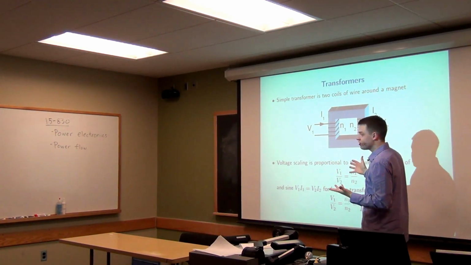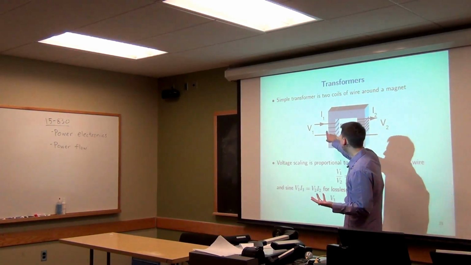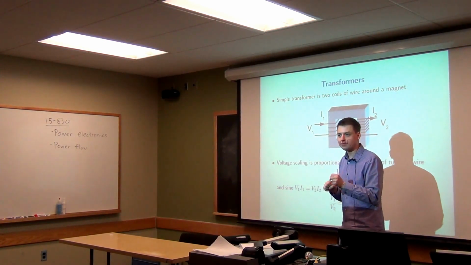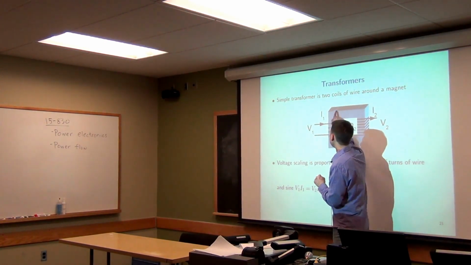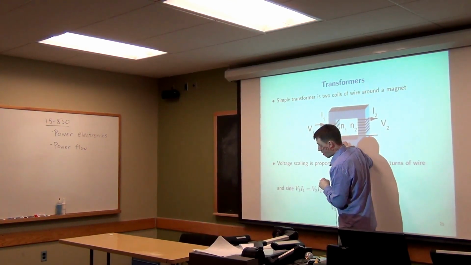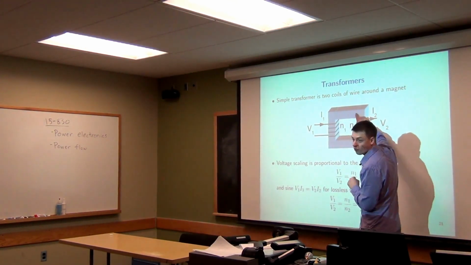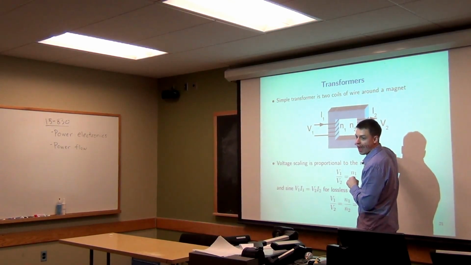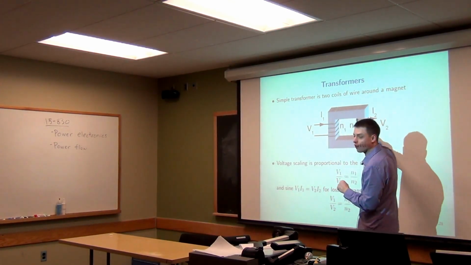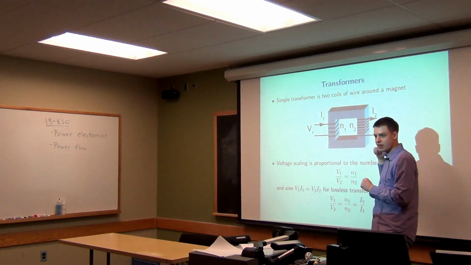A transformer is just like that. As input, on the inside, we have a bunch of loops around a magnet. We send a current through here, and this will create a magnetic field through this magnet. On the other side, we have a bunch more coils of wire around this magnet. Of course, the magnetic field going through this magnet will create current going out the output wire.